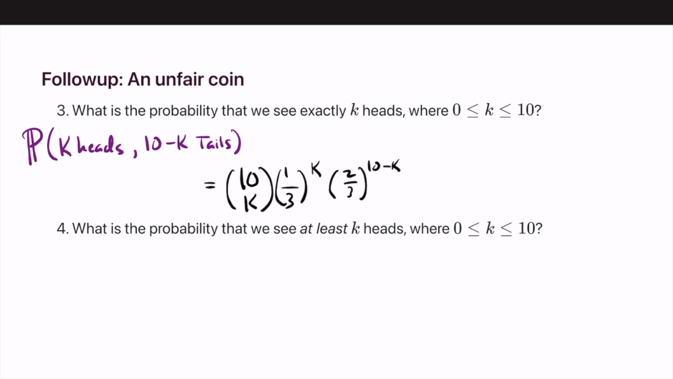And what this is saying, specifically, is the number of ways to arrange k heads and 10 minus k tails. And this winds up being our final answer for this problem.